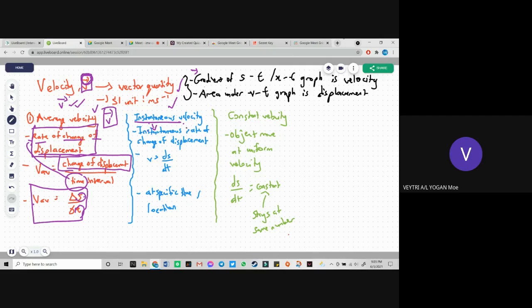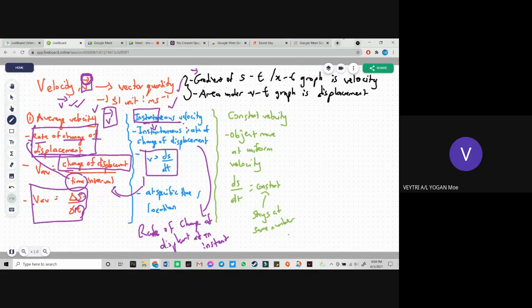Instantaneous rate of change of displacement. Atau you guys nak differently, you guys can also write rate of change of displacement at an instant. Basically extract balik daripada keyword sini. Okay. Dia punya formula sama juga. V equals to ds over dt. Tapi apa beza ni dengan ni?